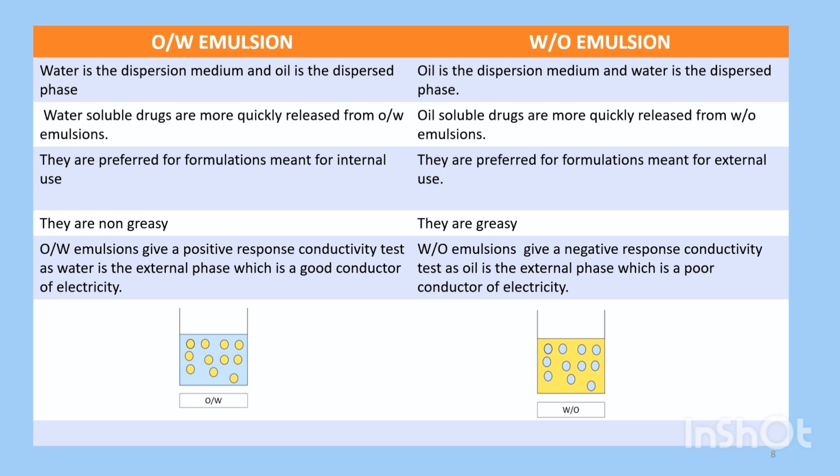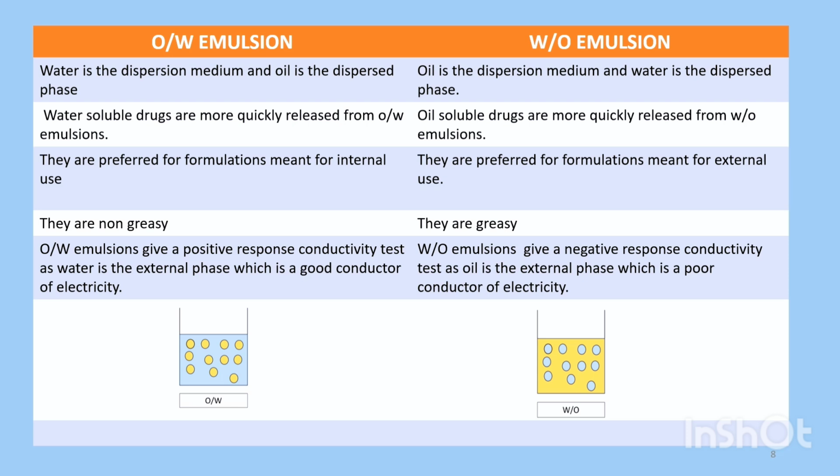Oil in water emulsions are preferred for internal use. It means it is preferred to be taken orally, while water in oil emulsions are preferred formulations for external use. We generally use it on skin. Oil in water emulsions are non-greasy in nature and water in oil emulsions are quite greasy to be applied.